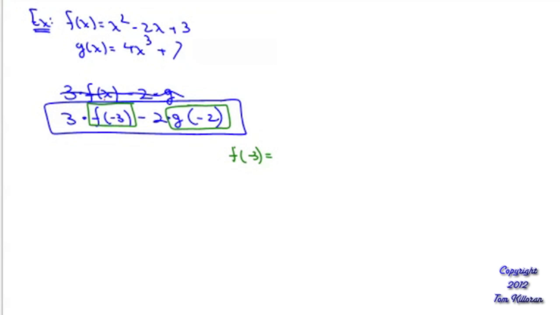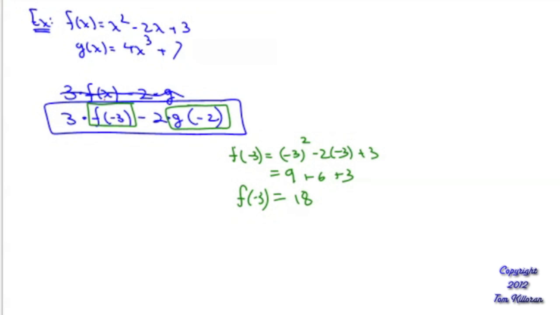How do you find f of negative 3? Do your little parentheses for every x. And inside the parentheses goes negative 3. Negative 3 squared is 9. Negative 2 times negative 3 is 6. And all of this adds up to 18. Oh, I see what you're doing, you're doing one at a time. And f of negative 3 is equal to 18. So I'll replace this whole green box with 18.